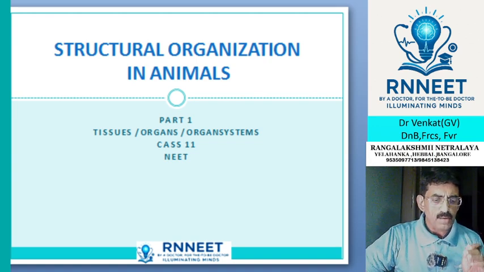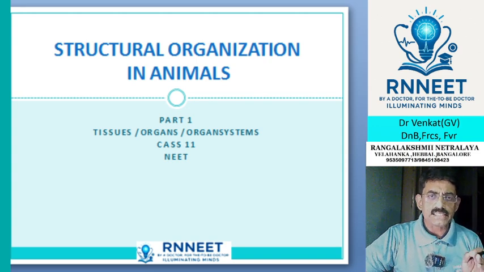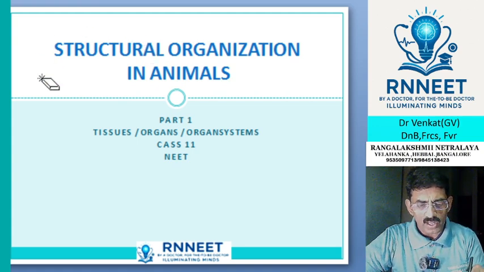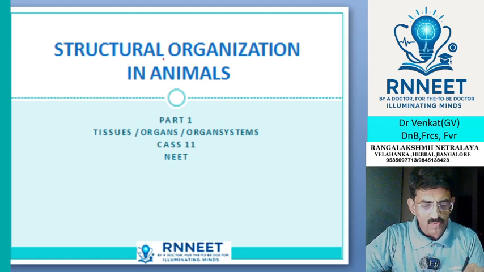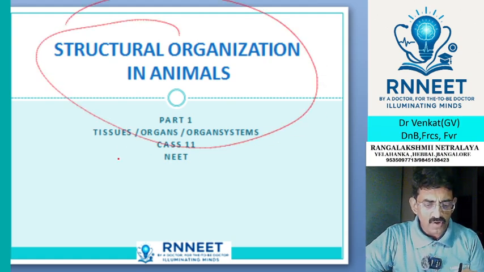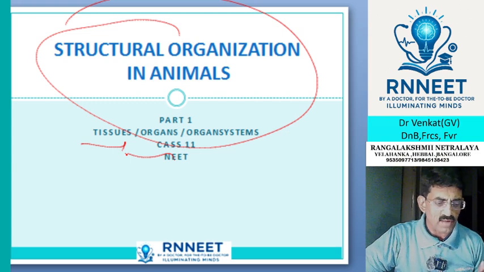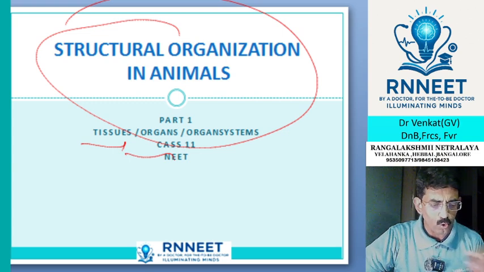Now this particular chapter, as you look at it, is very important because basic understanding of the tissues and the organs is very important for your subsequent topics, including human physiology and every other chapter, including animal kingdom. So we will quickly start this chapter on structural organization of the animals, and we will look at how the different tissues and organs are organized. This is a complete class 11 important chapter that we would want to go for.